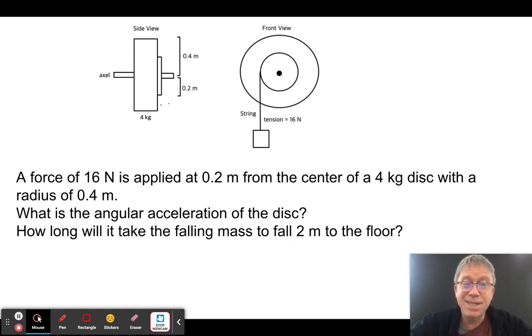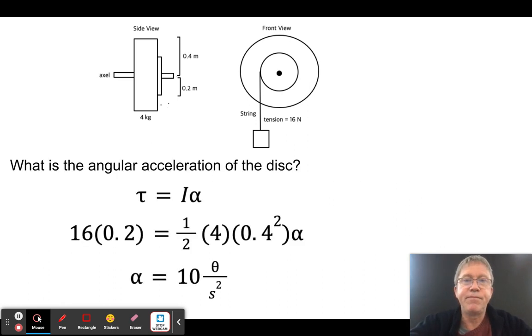This is a pretty common setup for these problems. So let's just get used to looking at these. And in our next lesson, we'll look at lots of variations of this. But here you go. A force of 16 newtons, a tension force, is applied to the 0.2 meter part of the system on a 4 kilogram disk with a radius of 0.4 meters. What we want to know is, what is the angular acceleration of the disk going to be? And how long will it take this mass to fall 2 meters to the floor? I put that in there because I want you to be able to toggle between angular motion and translational motion. Let's give it a try.